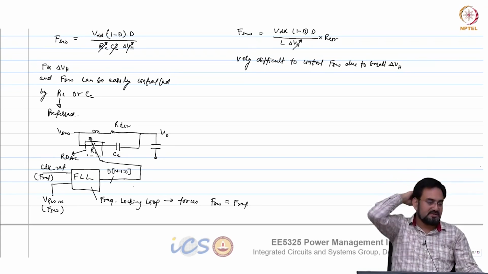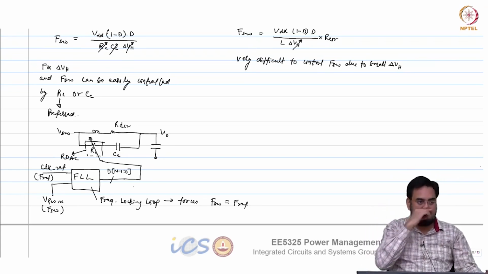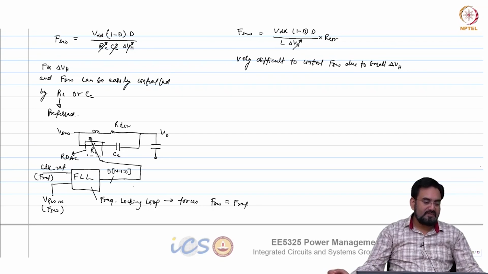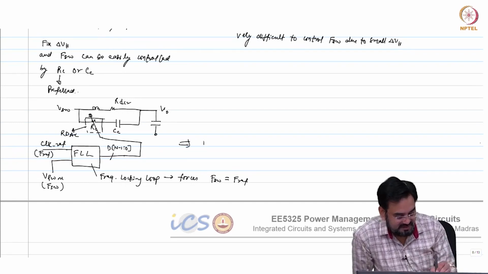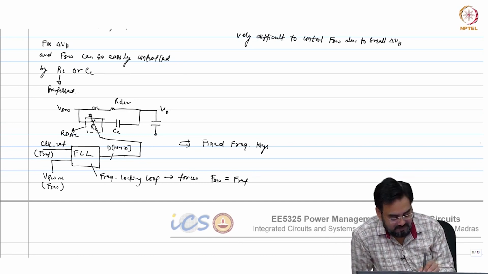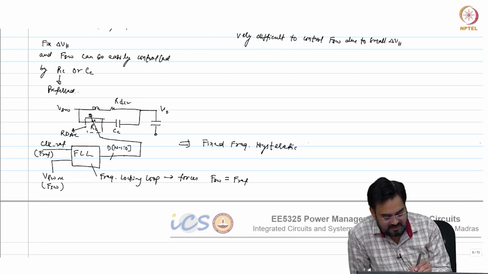That is what it does. So you need another loop for this. So then you build a, and this is nothing but fixed frequency hysteretic converter.